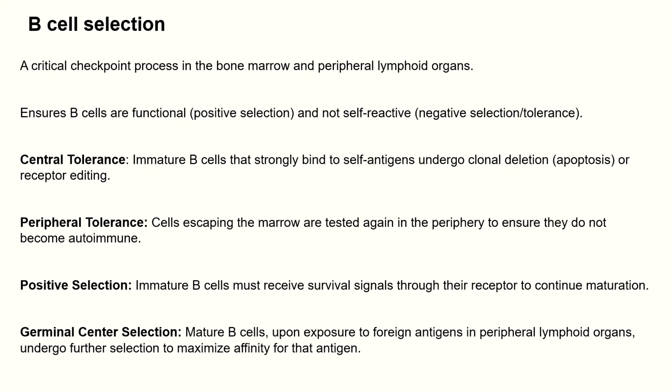Similarly, in the B cell population, there are a few terms which we need to understand. The B cells which are reacting to the self-antigen have to be destroyed. So these are negatively selected, and this is called tolerance. There could be two levels of tolerance. One is called central tolerance, where the immature B cell that strongly binds to the self-antigen undergoes apoptosis, either by clonal deletion or by receptor editing, which we will see in the next class. But typically there is a removal of the cells which are reacting to the self-antigen.